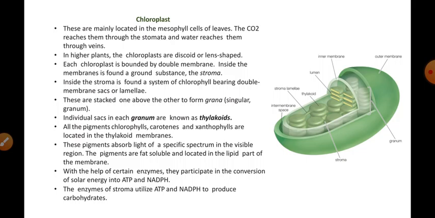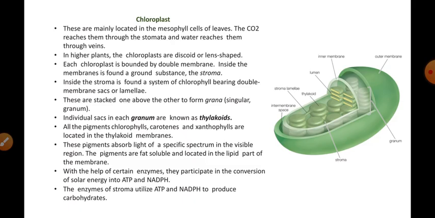Okay, and if we consider one of these mesophyll cells, it is a typical plant cell. That means it will have a large vacuole, a nucleus on one side, and a cell organelle called the chloroplast. So the chloroplast is the place where the chlorophyll pigment is present that is responsible for trapping the light. As said, the chloroplasts are mainly located in the mesophyll cells of the leaf. Now the two raw materials, carbon dioxide and water, reach the chloroplast through the stomata and through the vascular bundle respectively. Through the stomata, the carbon dioxide will reach inside, and through the vascular bundle, that is the xylem, water will reach inside. Now in higher plants, the chloroplasts are discoid or lens shaped.